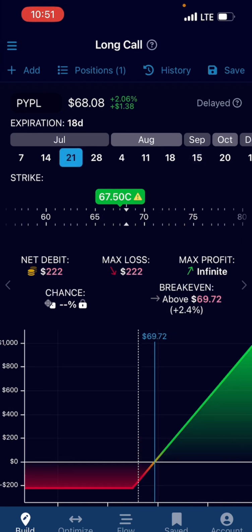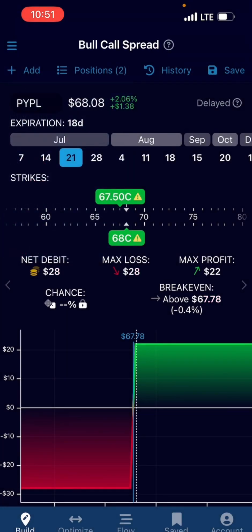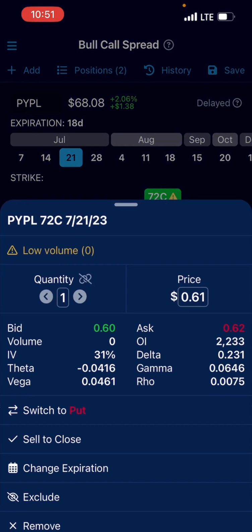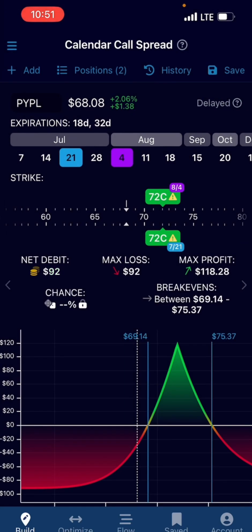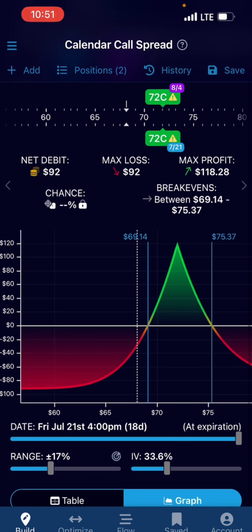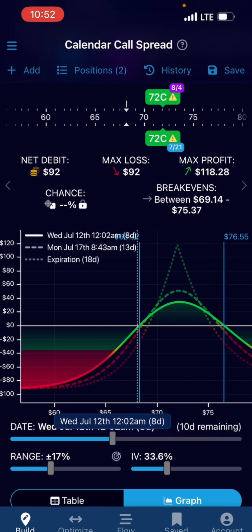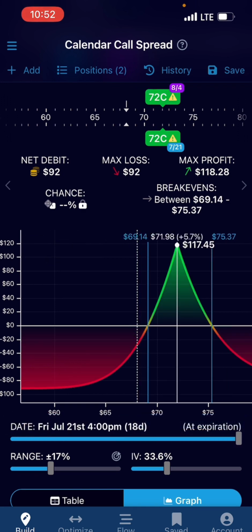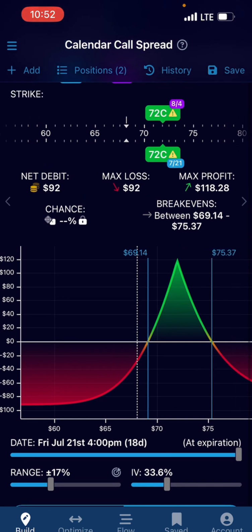So let's see, 21. That's a long call. All right, so we want to sell the 72. And then this one, buying this, okay? So this will tell me what the risk profile looks like. If we trade up to 72 on expiration of July 21st, we'll make $117 off of a 92 debit, which is over 100% return, right?